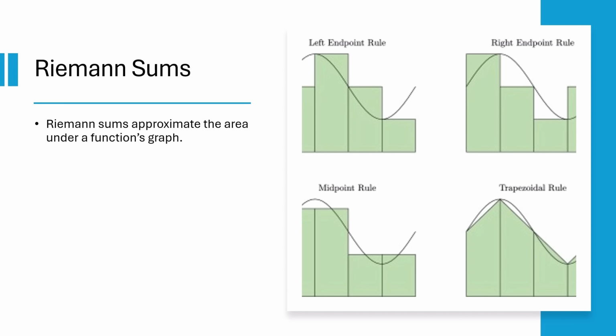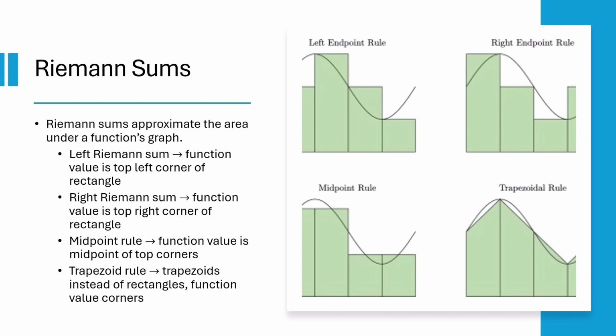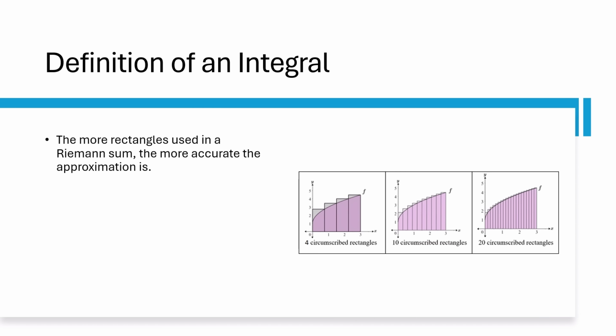Say we want to approximate the area under a function's graph. We can use something called a Riemann sum to find this. There are 4 different types of Riemann sums. Left Riemann sums use the function value as the top left corner of the rectangle. Right Riemann sums use the function value as the top right corner of the rectangle. The midpoint rule uses the function value as the midpoint of the top 2 corners of the rectangle, while the trapezoid rule, instead of using rectangles, uses trapezoids, with the top left corner and top right corner each being unique points on the graph. As you can see in the picture to the right, the more rectangles you use in a Riemann sum, the more accurate the approximation is.